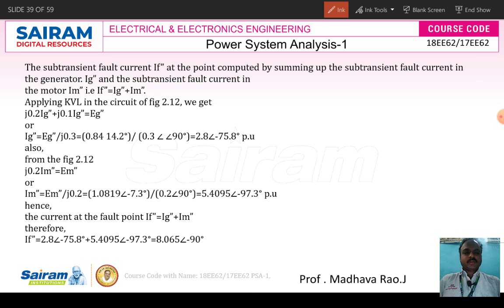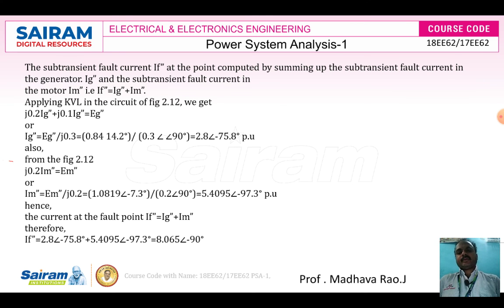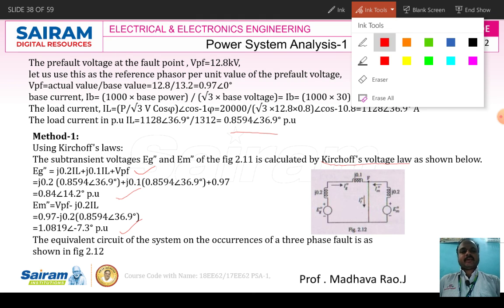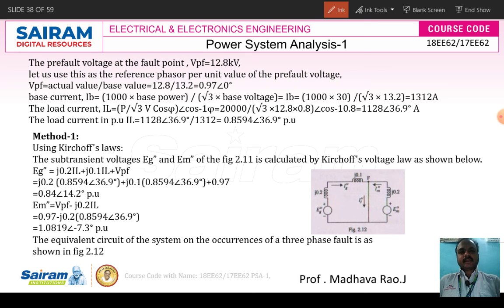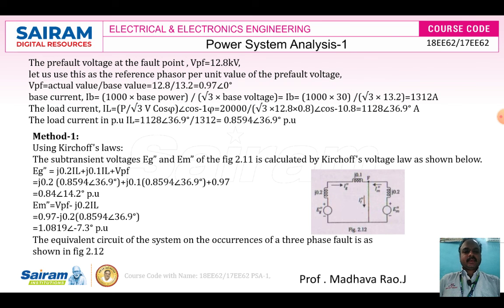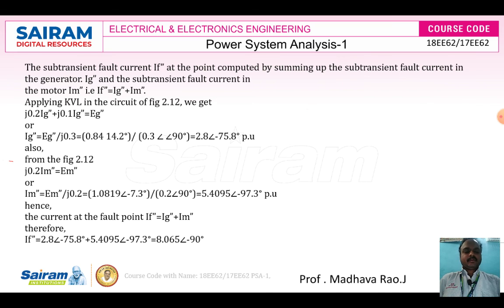This is a very simple problem, since the reactances are given in the problem itself: generator reactance, motor reactance and transmission line reactance. If these reactance values were not given, we would have to find them using the reactance calculation method, and then apply the KCL and KVL methods. So this is about one problem, and the next problem we will see in the next video. Okay, thank you everyone.